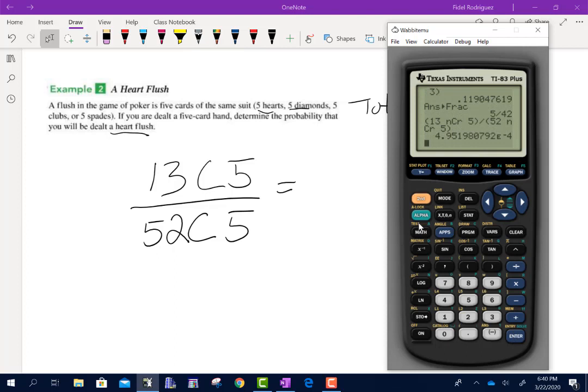Okay, so I get, again, this rowdy decimal. Let me see if it'll convert it to a fraction for me. Enter.